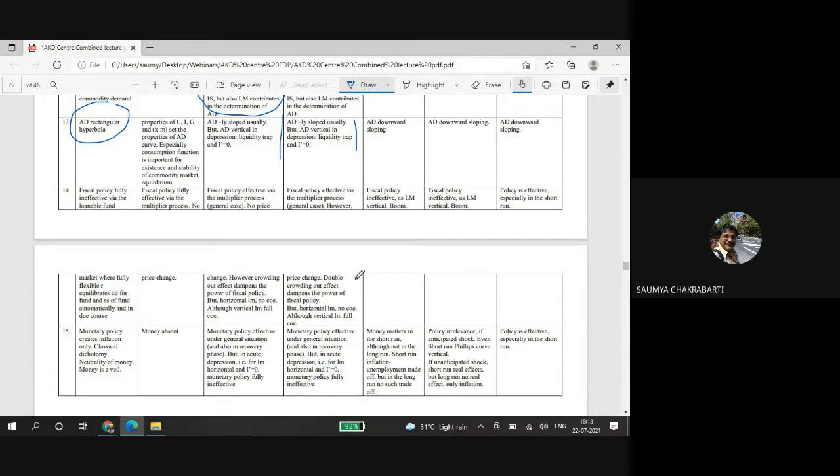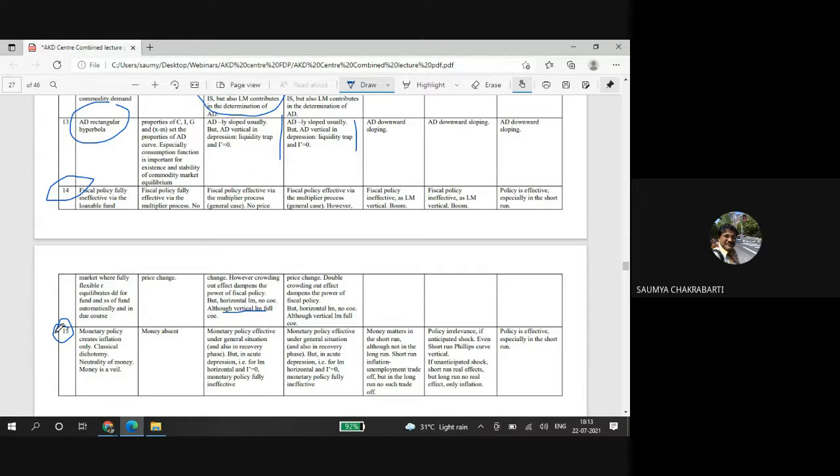And the last one is very important. Here in the classical case, fiscal policy is completely ineffective, but fiscal policy is highly effective in all the cases except the classical case, the vertical LM, when there is full crowding out effect. Otherwise, everywhere fiscal policy is highly effective. And in the case of monetary policy, in the context of the classical case, it's inflationary, so it's very bad.